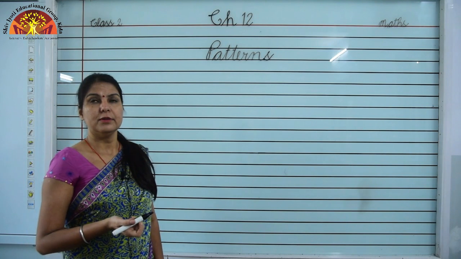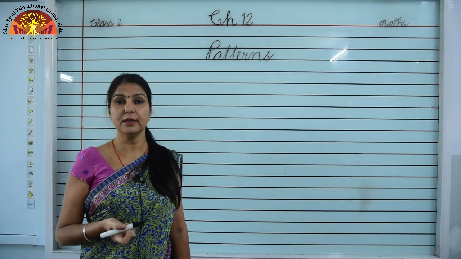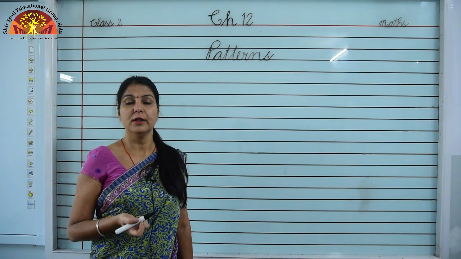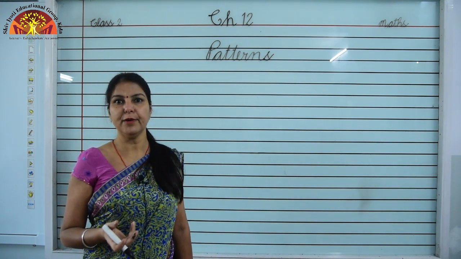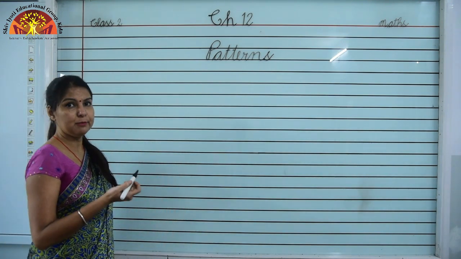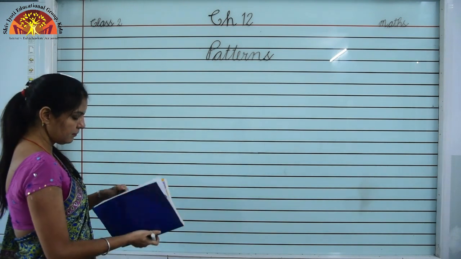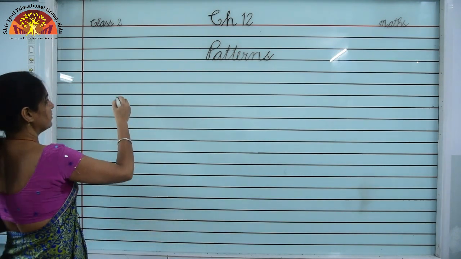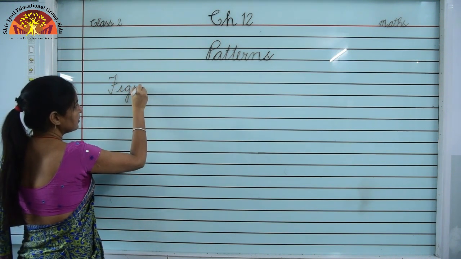Now you see patterns in so many things, like in your mama's sari, in your school bag, in your water bottle. So when we repeat the same number, same alphabet and same figure, it is called a pattern. We will see each pattern one by one here. First of all, we will see figure patterns. What are figure patterns?